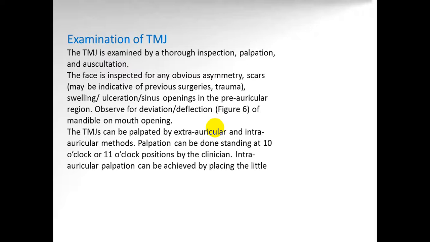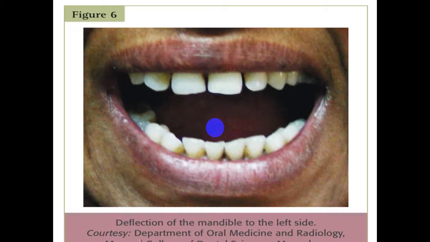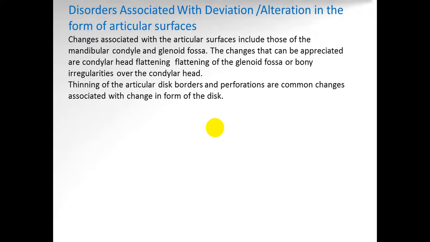The face is inspected for any obvious asymmetry. Scars may be indicative of previous surgeries or trauma, swelling, ulceration, or sinus opening in the preauricular region. We have the deflection of the mandible to the left side here in the figure. The disorders associated with deviations include alterations in the form of the articular surface, including those of the mandibular condyle and glenoid fossa.